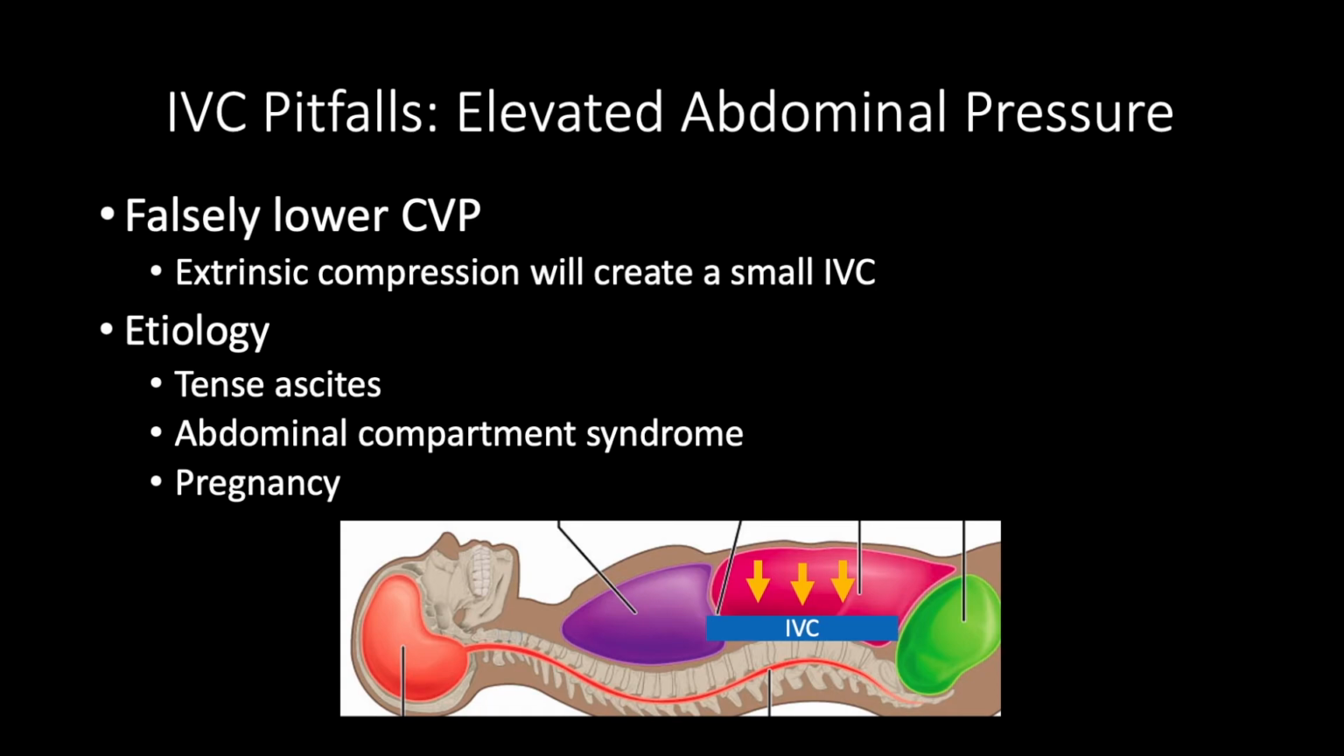They get 10 liters of fluid because someone's looking at a small collapsible IVC, but it's not due to hypotension. Their hypotension is not due to low central venous pressure. Instead, the IVC is collapsing because they have tense ascites. Abdominal compartment syndrome can cause this, and pregnancy as well.